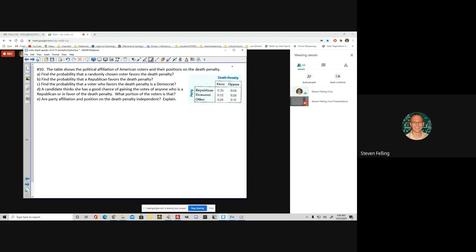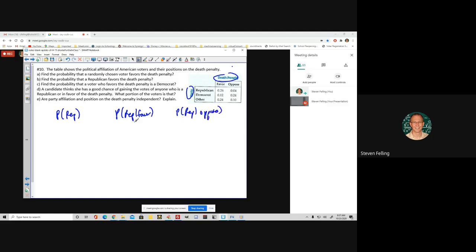is party affiliation dependent on death penalty favoring, are they independent? In other words, we want to know, is this variable and this variable, is there a dependency? So what I'm going to do is pick one of these cases here. Like let's use Republican. So I'm going to find two different ways to calculate Republican. Okay, there's actually three ways I could calculate it. I could find the probability of someone being a Republican, the probability of them being a Republican given that they favor the death penalty, or the probability that they're Republican given that they oppose.